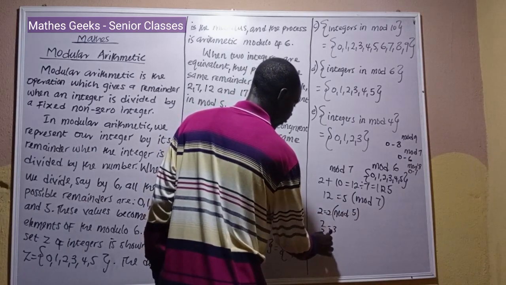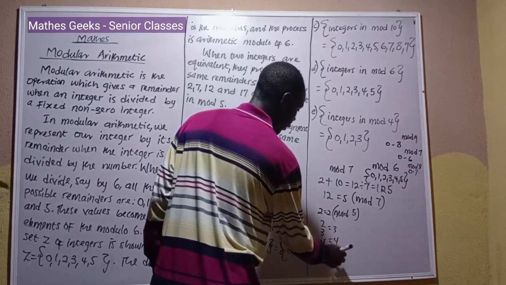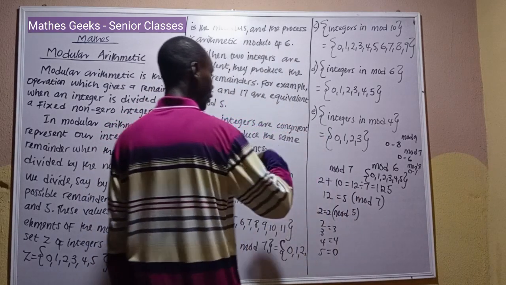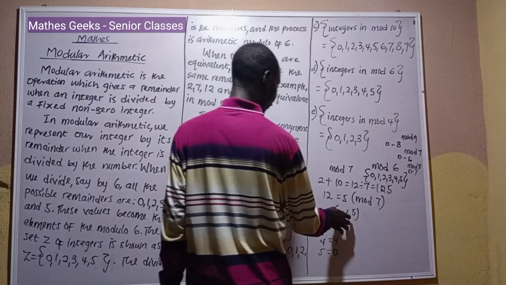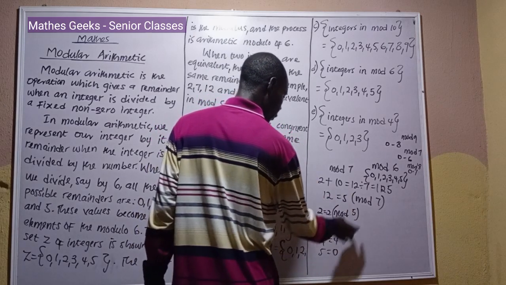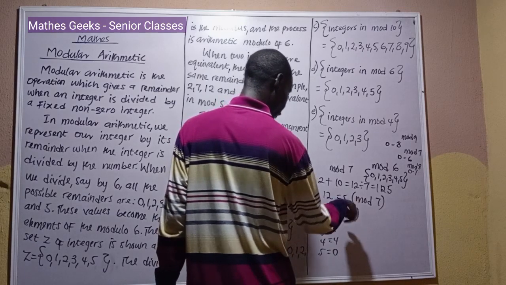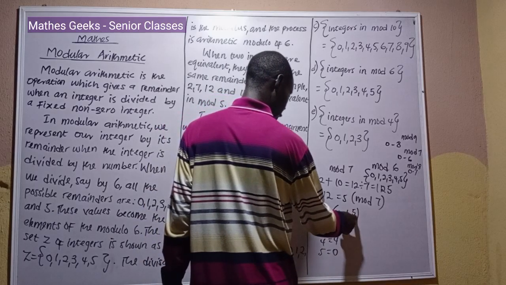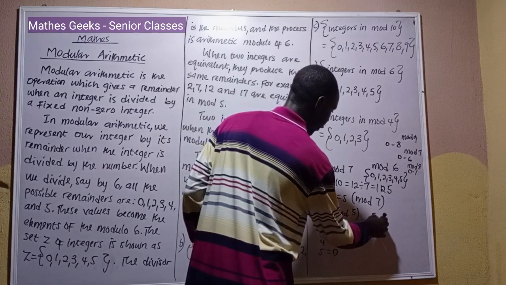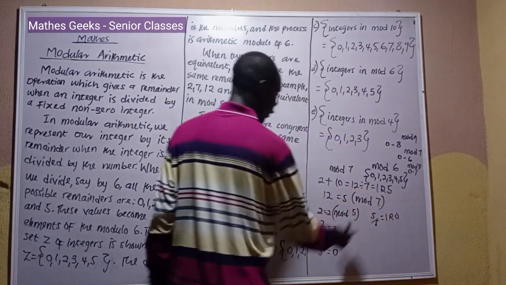3 in mod 5 is 3. 4 in mod 5 is 4. But 5 in mod 5 is not 5, it's going to be 0. Why? Because once it gets to the mod value, here mod 5 and this is 5, you divide 5 by 5. So 5 divided by 5 is equal to 1 remainder 0.